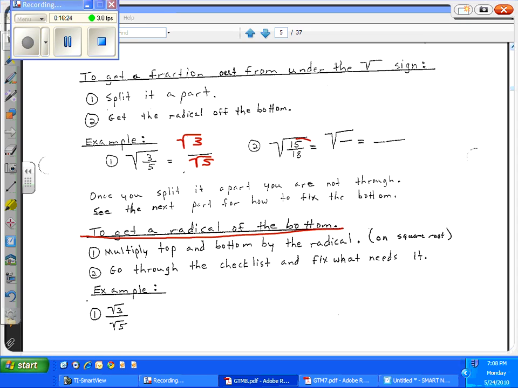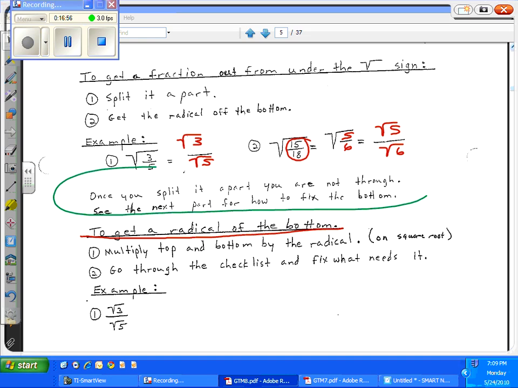On this one, notice we could reduce it first. 3 goes into 15, 3 goes into 18. We could split it into square root 5 over square root 6. Because remember, question 1 is: will anything reduce? Question 3 is: is there a fraction in there? So we fix question 1, will it reduce, before we fix question 3, which is split it apart, you see.